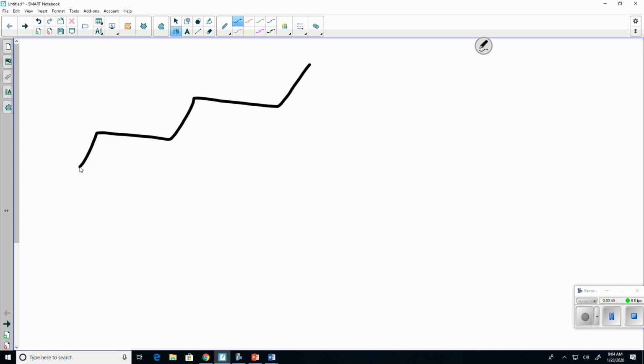Look familiar? You're either a solid right here, you're a liquid right here, or you're a gas right here. And then you could have your phase changes on the plateaus.